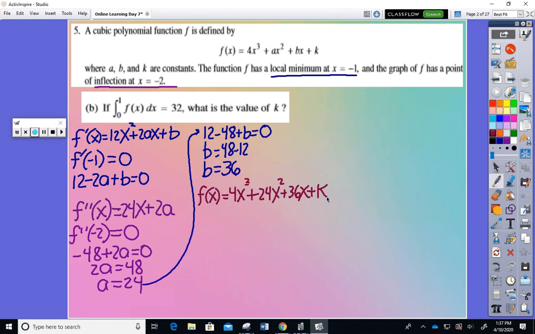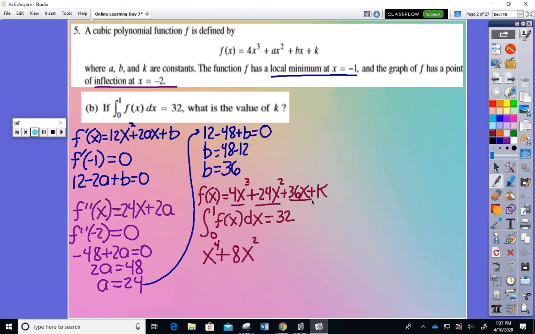All right, so I'm going to proceed on to part B, which is the part that deals with the fundamental theorem. I want to do the integral from 0 to 1 of f of x dx, and say that's equal to 32. To evaluate the definite integral, I need to find the antiderivative of f of x. When I look at 4x cubed, my exponent has to go to x to the 4th, and 4 over 4 is 1. Okay, so I've got that first term. When I look at 24x squared, it has to go to x cubed, and 24 over 3 is 8.